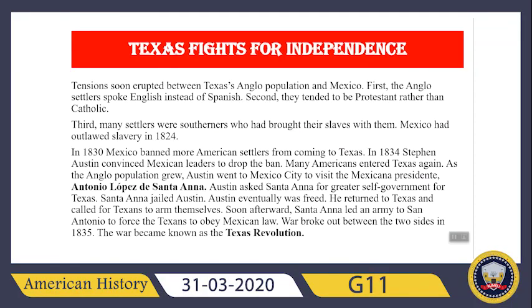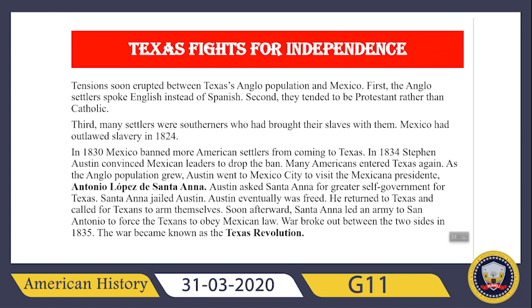Next we are going to learn about Texas's fight for independence, and why they fought. Tension soon erupted between the Texas Anglo population and Mexico. What were the reasons for this tension? First, the Anglo settlers spoke English instead of Spanish. Second, they tended to be Protestant rather than Catholic. And third, many settlers were Southerners who had brought their slaves with them, whereas Mexico had outlawed slavery in 1824.